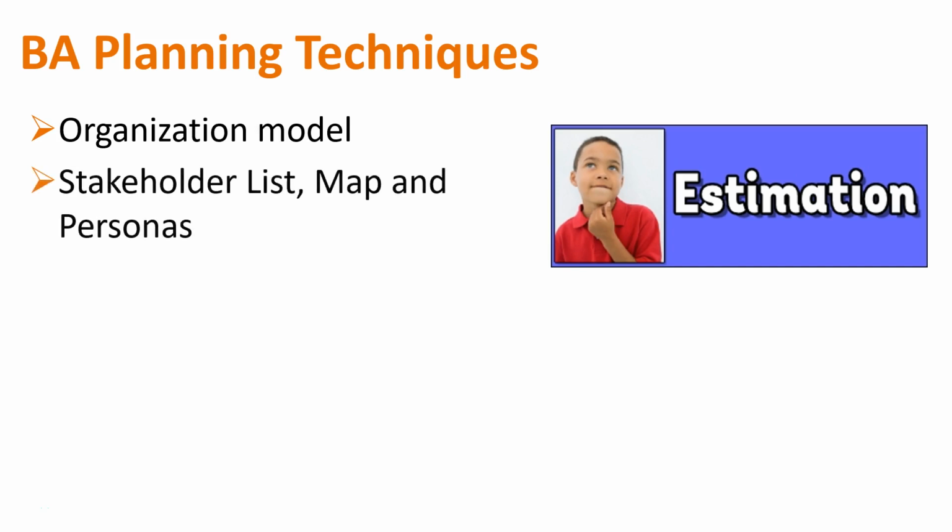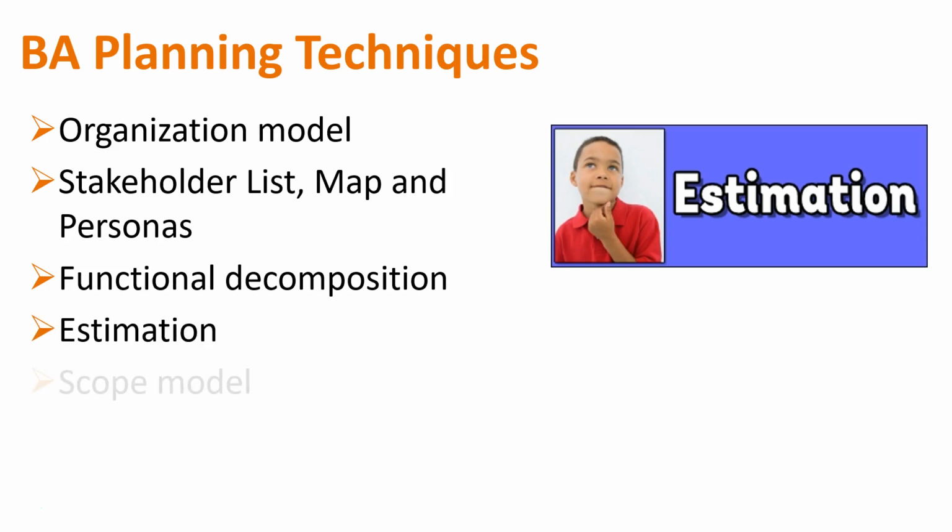We talked about stakeholders, right? So we're going to talk about stakeholder lists, maps, and personas. When we're planning out what we're doing, and remember we talked about when we're uncovering what stakeholders we're going to work with, one of the things that the sponsor told us about something, so we would go to the organizational chart and the processes. It's kind of like functional decomposition helps us look at that. We're going to talk about estimation and scope models. Okay, so we're going to talk about all of these things.